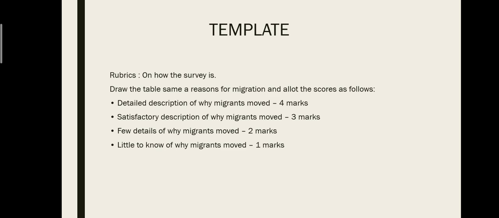Next one is rubrics. On how the survey is, that is the rubric here. Draw a table the same as the reasons for migration given in the teacher activity and allot the score as follows. If the children give a detailed description of why migrants moved, they get 4 marks. If the children give a satisfactory description of why migrants moved, 3 marks. If they give few details, 2 marks. Little to no description of why migrants moved, they will score 1 mark. Like this, we will give scores to the project.